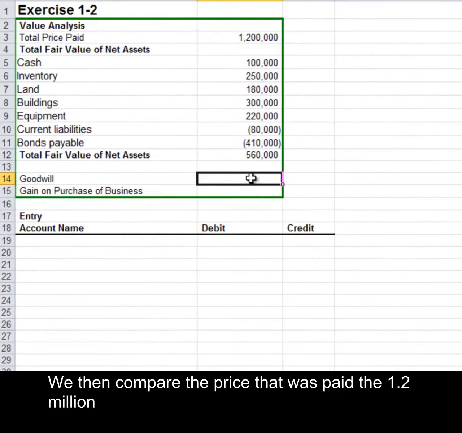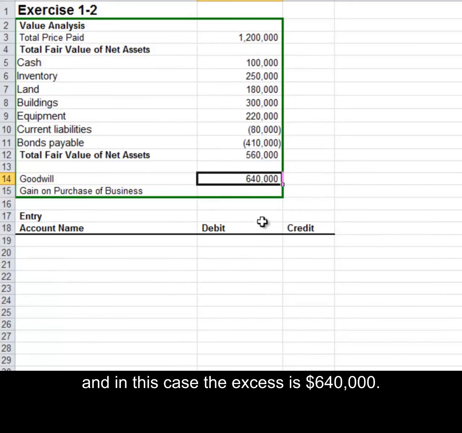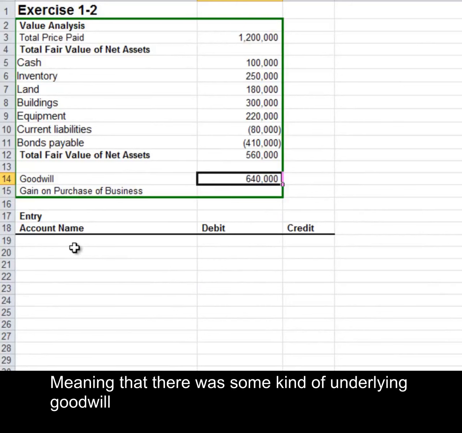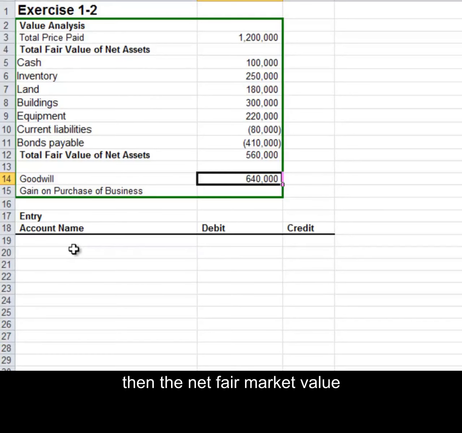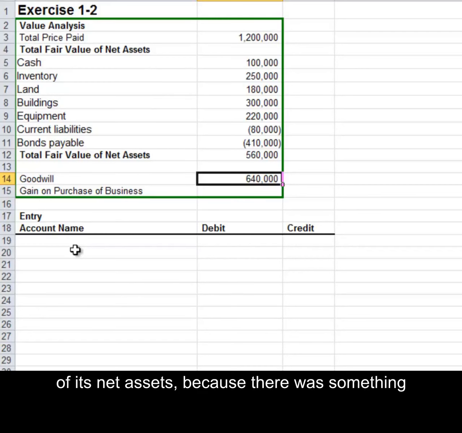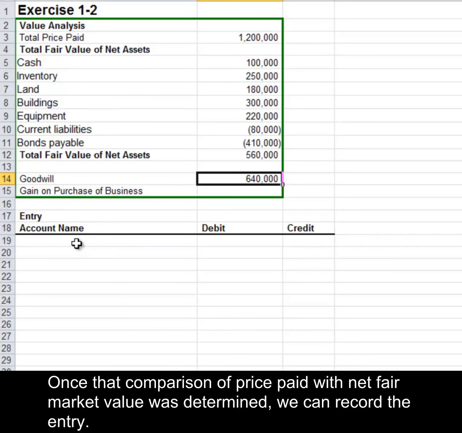We then compare the price that was paid, the 1.2 million, to what was acquired to determine any excess. And in this case, the excess is $640,000, meaning that there was some kind of underlying goodwill related to this acquisition. So the company that is doing the acquiring was willing to pay more than the net fair market value of its net assets because there was something that had additional value that was not something tangible. Once that comparison of price paid with net fair market value is determined, we can record the entry.